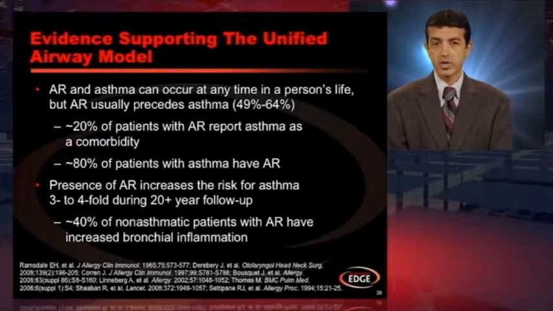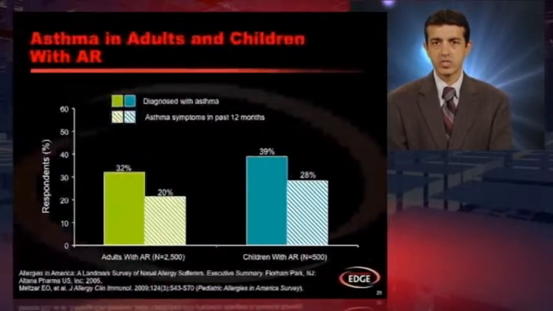The presence of AR increases the risk 3 to 4-fold during the 20s, the risk of asthma that is, and approximately 40% of non-asthmatic patients with AR have increased bronchial hyperreactivity at a minimum. When we look at it the other way, those that have asthma, up to 80% of those patients may have associated allergic rhinitis. These are data that support what I just stated.